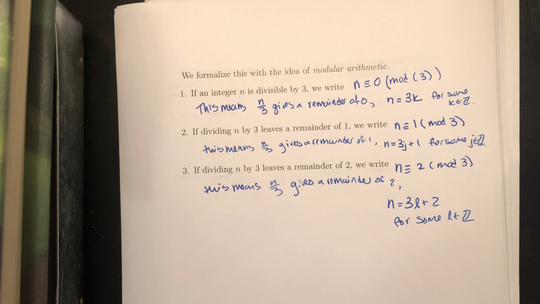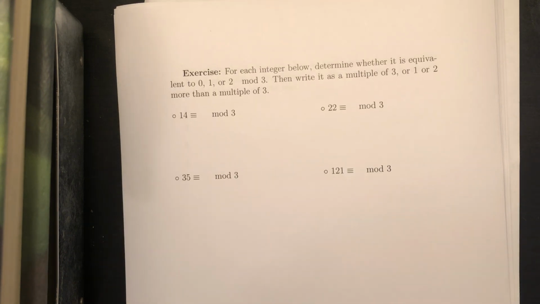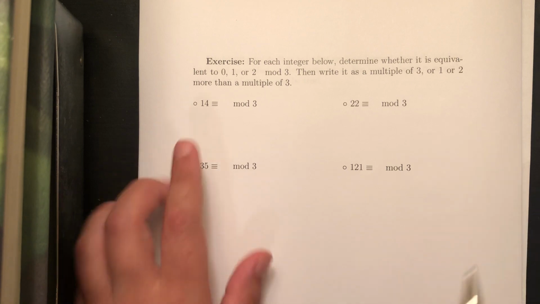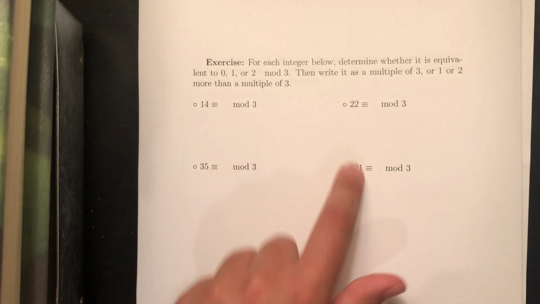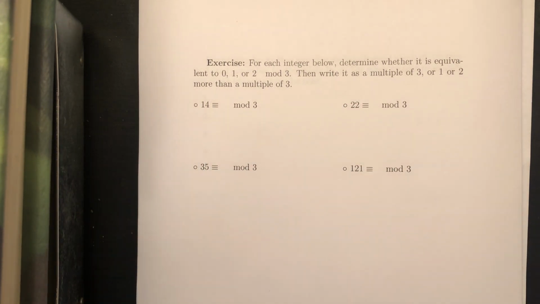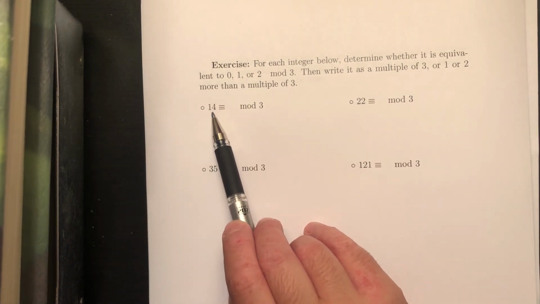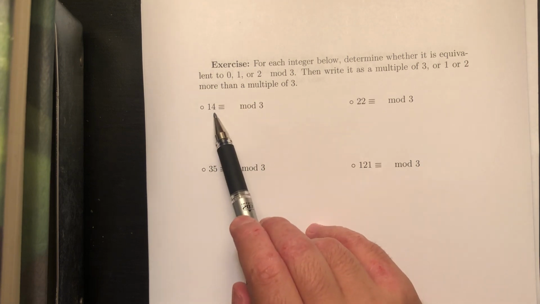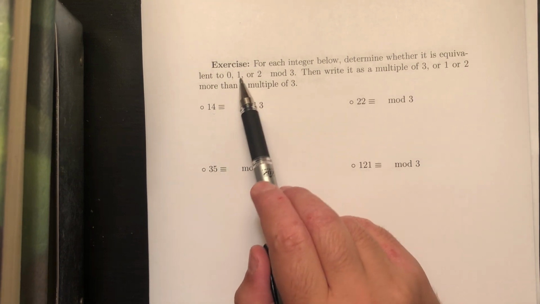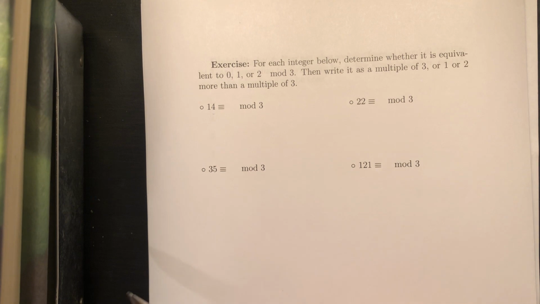Okay, and so as an example, let's say we wanted to express each of these numbers n, 14, 35, 22, and 121, as congruent to either 0, 1, or 2 mod 3. So essentially what we want to know is, is the number on the left a multiple of 3? Because then it would be equivalent to 0. Or is it 1 more than a multiple of 3? Because then it would be equivalent to 1. Or is it 2 more than a multiple of 3?